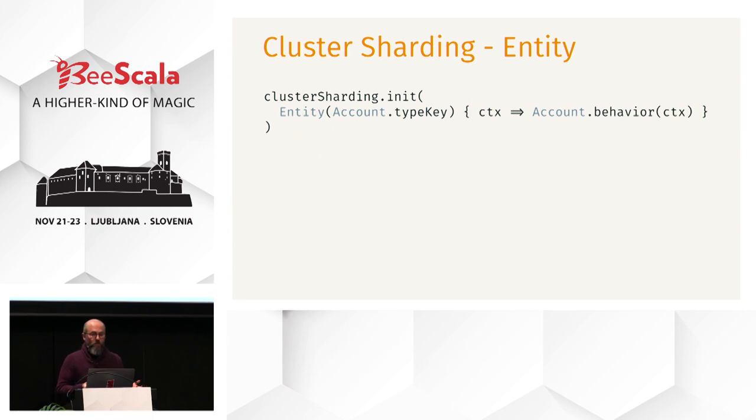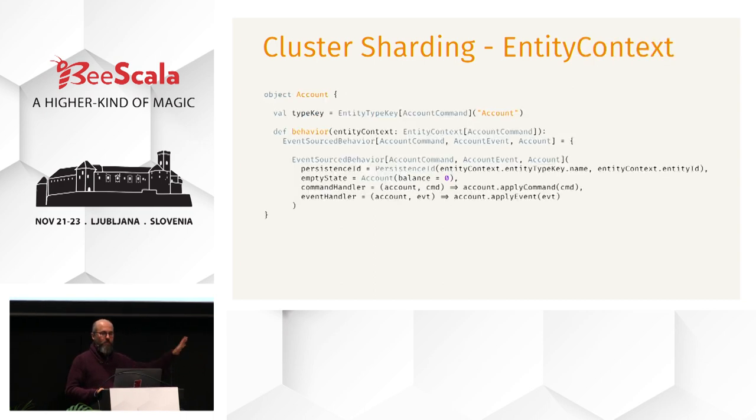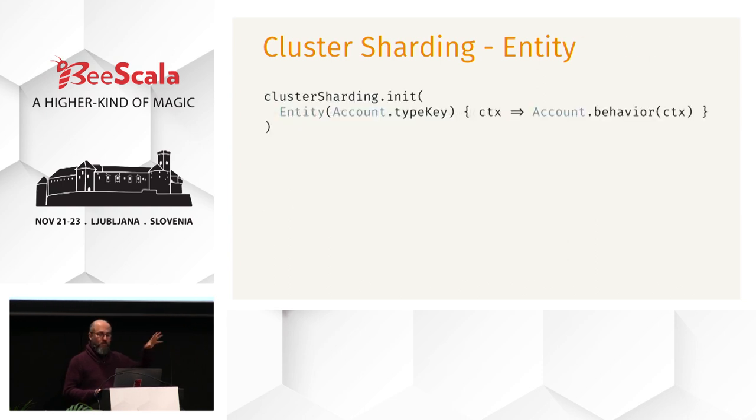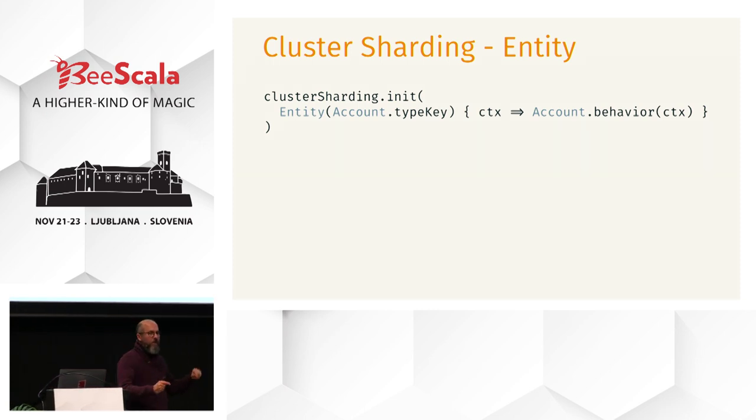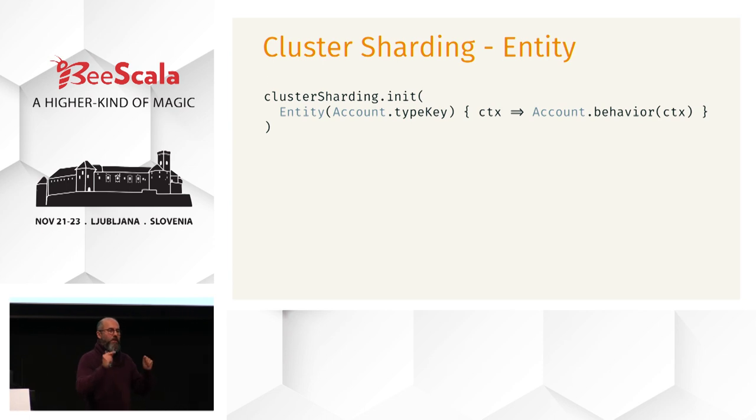Once you have that, you need to tell Akka about it. You say, okay, there is that entity, we call it an entity when you shard it. There is this type key that I defined before, the first line inside the Account companion object. And here's the function to build an instance of that. It's a function from that entity context to some behavior. When you do that, the method is init. It's initializing the shard, but it's not instantiating any of the instances.